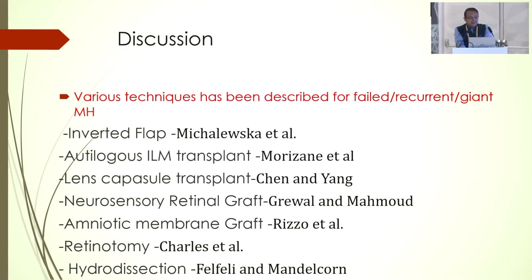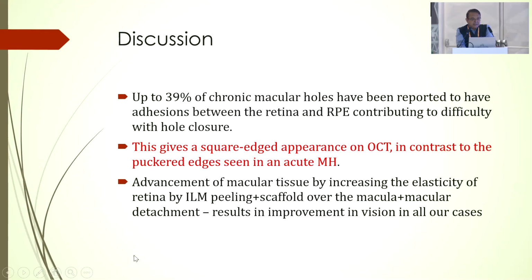Various techniques have been described for failed, recurrent, and giant macular hole: inverted flap, autologous ILM transplant, lens capsule transplant, neurosensory retinal grafts, amniotic membrane graft, retinotomies, and hydrodissection. So what I do in these cases is I do an autologous ILM transplant with a hydrodissection. So the basic concept is I combine 2 techniques to get the best of the results. Up to 39% of chronic macular RDs have been reported to have adhesions between the retina and the RPE, contributing to difficulty with hole closure.